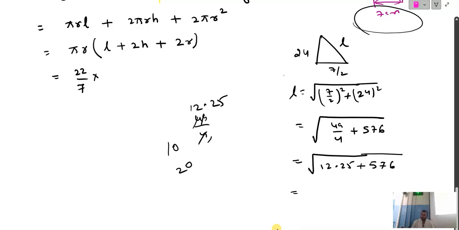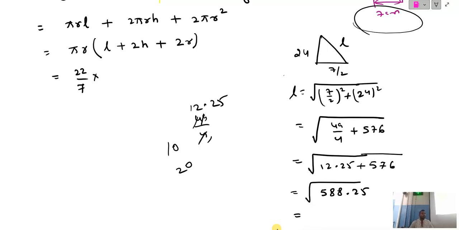576. What is the answer? 576 plus 12.25 is 588.25. Check and tell me the answer exactly. 588.25. Is it 588 or 98? 88. Check. One is telling 88, the other is telling 98. 12.25 plus 576, so the answer is 588.25.